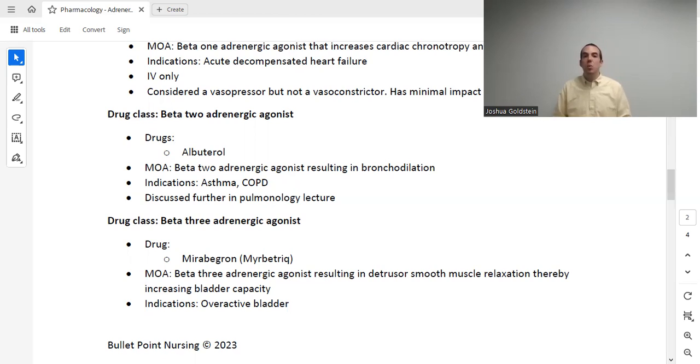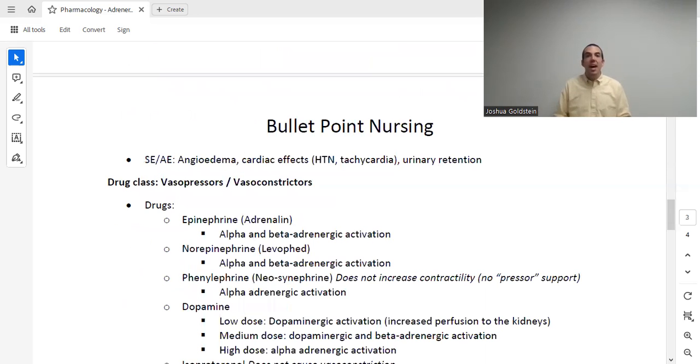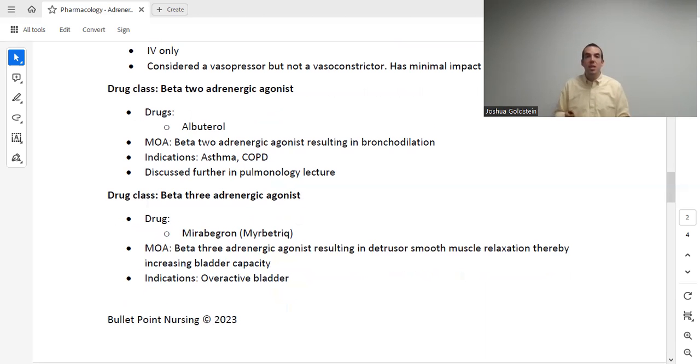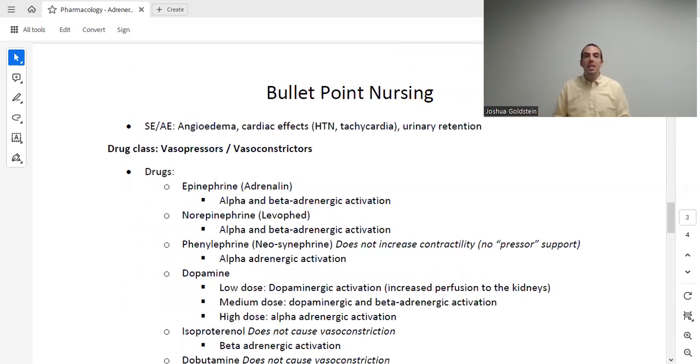Beta-3 adrenergic agonists, there's one drug here that we commonly see, which is mirabegron. And what does this do? This activates beta-3, and that results in detrusor smooth muscle relaxation, which increases our bladder capacity. What is this used for? You probably guessed it, overactive bladder, where the patient's peeing too much. If I reduce this muscle's contraction, I relax it, I allow the bladder to have more of a capacity, the patient doesn't have to go peeing as much. The adverse effects of this specific medication, this mirabegron specifically, is going to be angioedema.